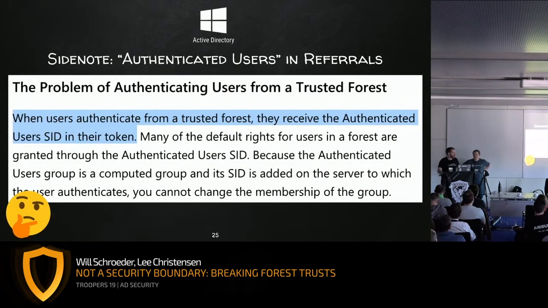A couple other little caveats though, because I swear literally half our job is just reading Microsoft documentation, which is super fun. Within those docs, there were a couple things that started to pop up in the fall when we were reading them. One, in some of their documentation, they say when users authenticate from a trusted forest, they receive the authenticated user's SID in their token. This is going to be very important later. This is why, if you have a forest-to-forest trust, you can query any LDAP information from a foreign forest, because that's a basic authenticated user type of permission.